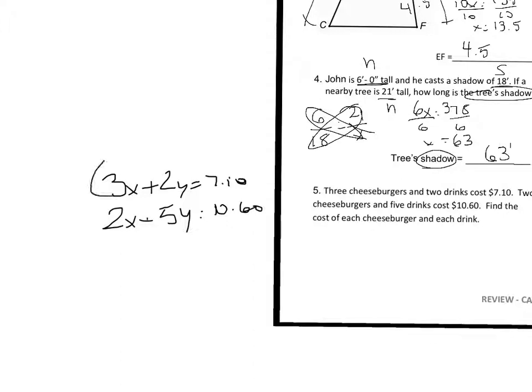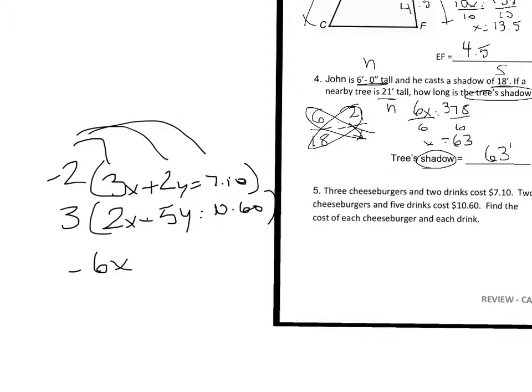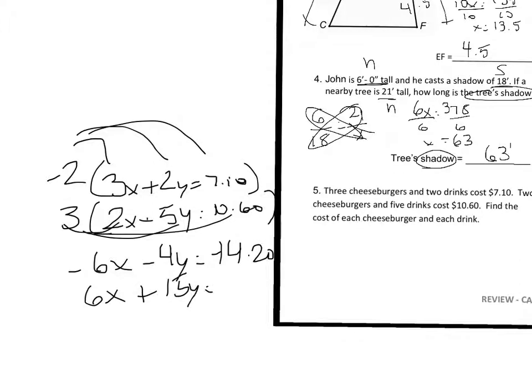So let's try this one. I'm going to multiply this top equation by -2 and the bottom equation by 3. If I do that, let's see what happens. This top equation, I need to distribute the -2. So I get -6x minus 4y equals -14.20. And if I distribute a 3 to the bottom equation, I get positive 6x plus 15y equals $31.80.